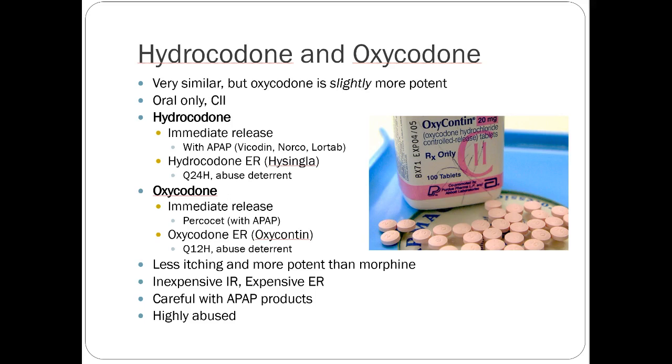But the Norco brand is 5 milligrams hydrocodone, 325 milligrams of acetaminophen. So you actually can't prescribe Vicodin anymore, even if you try to. It doesn't exist. It's illegal.